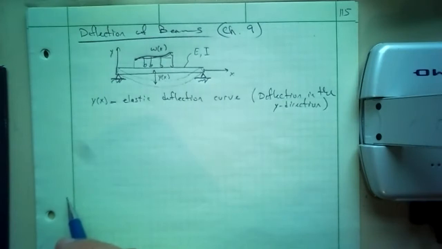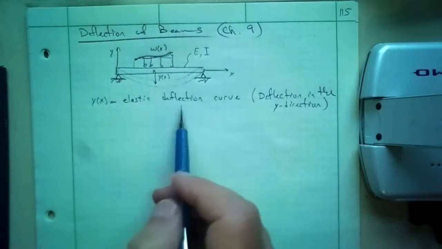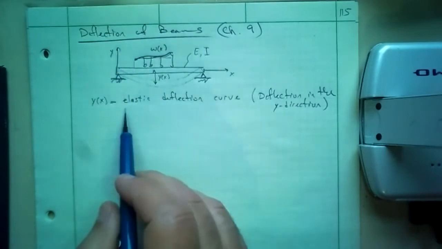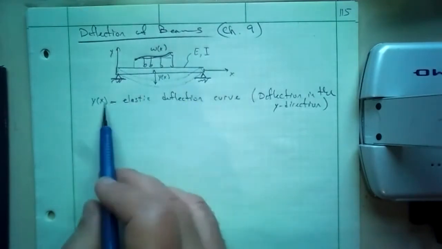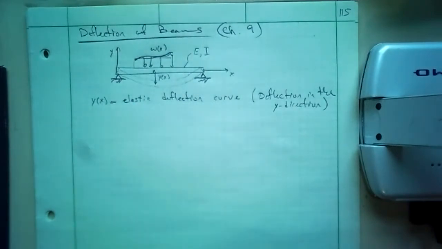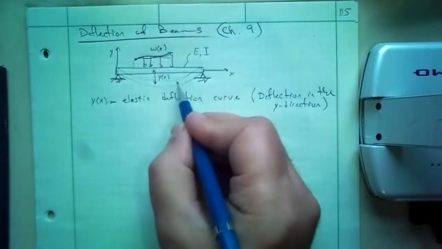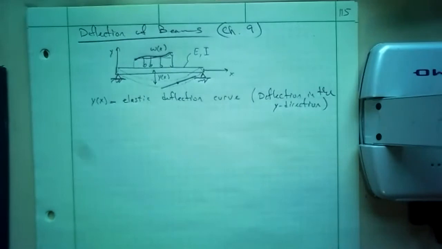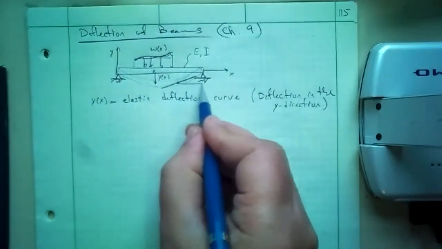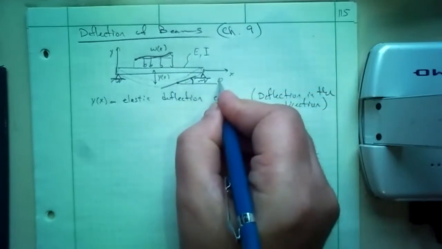So what we're going to find is this elastic deflection curve. That's the whole goal of this chapter: derive an equation for the elastic deflection as a function of the length x. And also, we want to know the slope. For example, at any point, if I draw a tangent to that point, I can find the slope, which is theta of x.